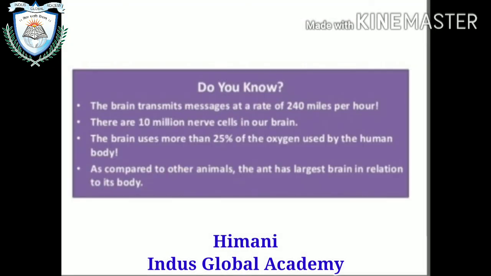Do you know? The brain transmits messages at a rate of 240 miles per hour. There are 10 million nerve cells in our brain. The brain uses more than 25% of the oxygen used by the human body. As compared to other animals, the ant has the largest brain in relation to its body.